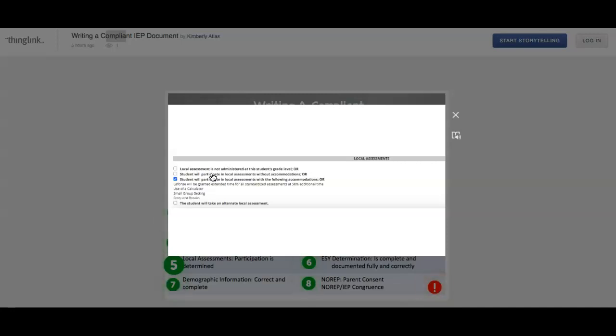Use of calculator for math items: for all math items, for recommended math items, or for allowable math items. And then, the use of breaks. Okay, student gets frequent breaks. What does frequent breaks mean to you versus what does frequent breaks mean to me? So please make sure you're being very, very clear about what a frequent break is. Student gets a break every 30 minutes. Student gets a 5-minute break every 45 minutes. Make sure that it makes sense for the scholar.